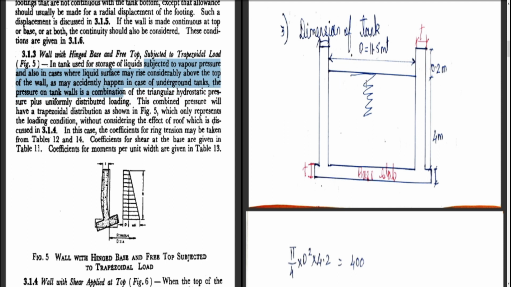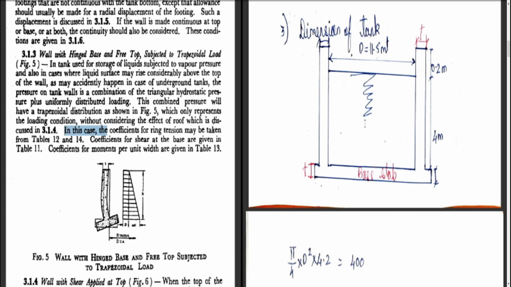the pressure on the tank wall is a combination of triangular hydrostatic pressure plus uniformly distributed loading. So remember, this is the uniformly distributed loading and a triangular water pressure is there. Due to this, it becomes a trapezoidal load, as shown in figure B. The combined pressure will have a trapezoidal distribution. You can see a trapezoidal distribution is there.